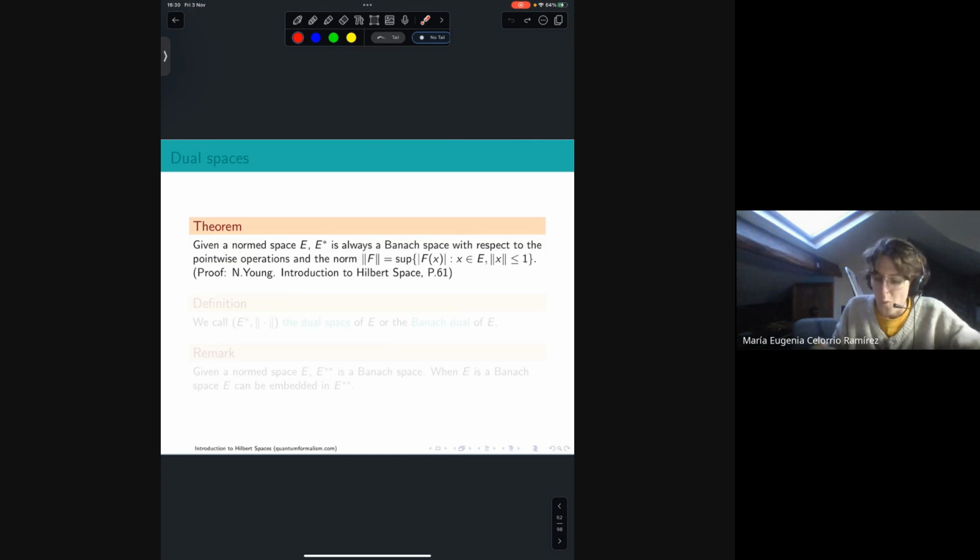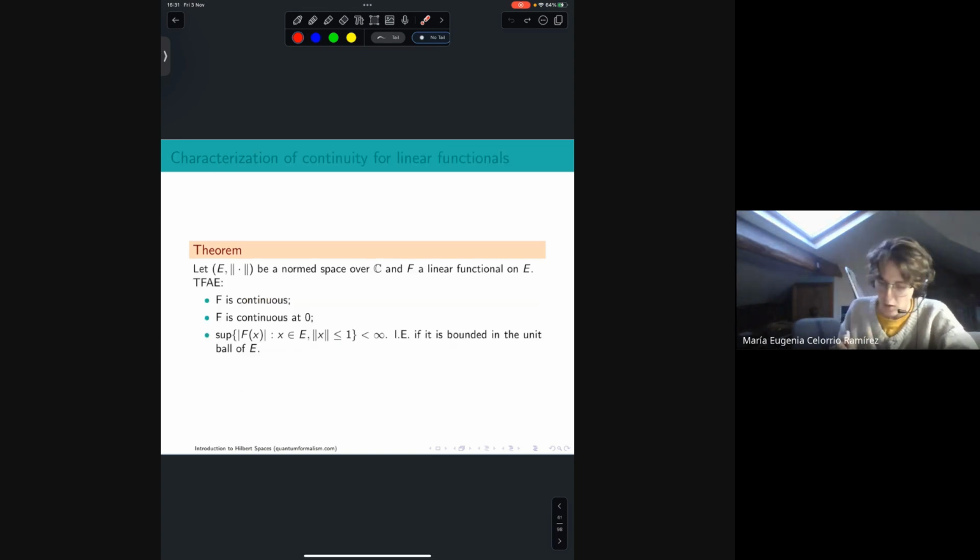Cool things now. Whenever we have a normed space, the dual is always a Banach space. In order to be a Banach space, we need to define a norm, and the norm that we are defining on the functionals obviously depends on the norm that we had in the initial normed space. How does it depend? Well, the norm of a functional is the supremum of the values of the functional on the unit ball.